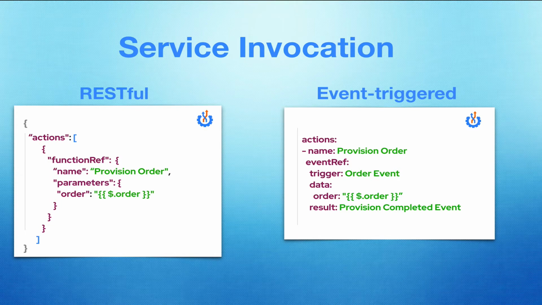Now we understand that there are many different ways of invoking services. With serverless workflow language, you can invoke both RESTful type of services, again, utilizing the OpenAPI specification, but you can also invoke services that might not be exposed or be able to define as with a RESTful type of declaration, however, are triggered by events.